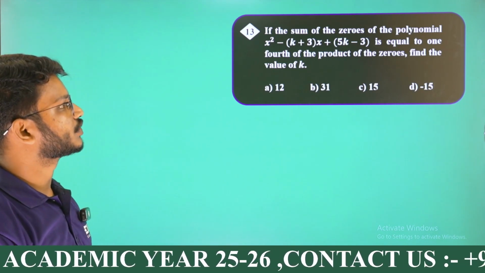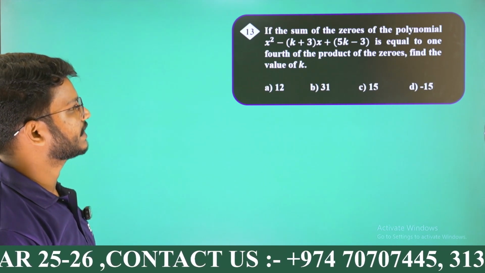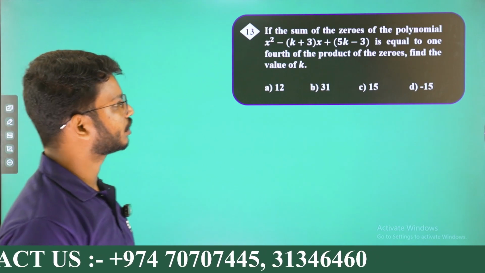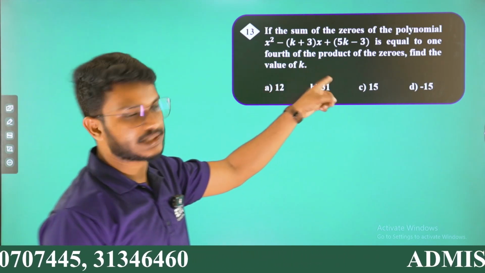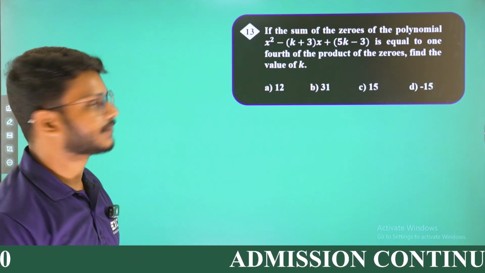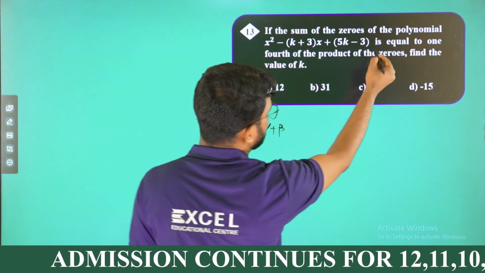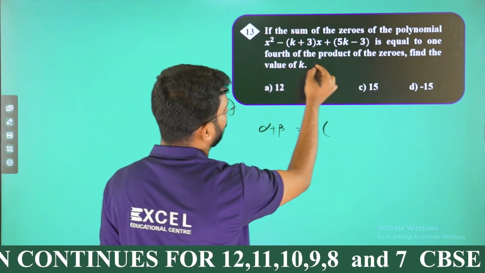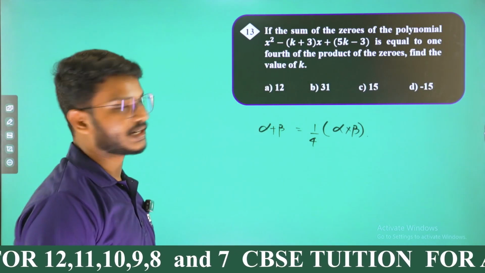If the sum of the zeros of the polynomial x² − (k + 3)x + 5k − 3 is equal to 1/4 of the product of the zeros, we have to find the value of k. So anyway, we can write the relation first. The sum of the zeros, alpha plus beta, is equal to 1/4 of the product, alpha into beta.